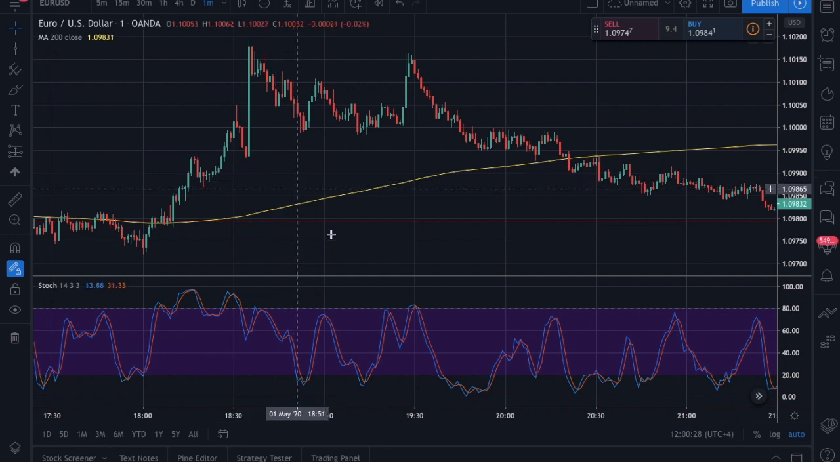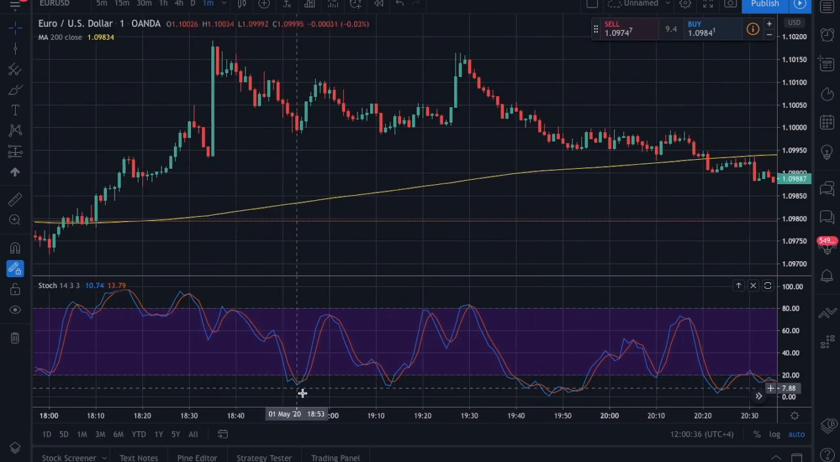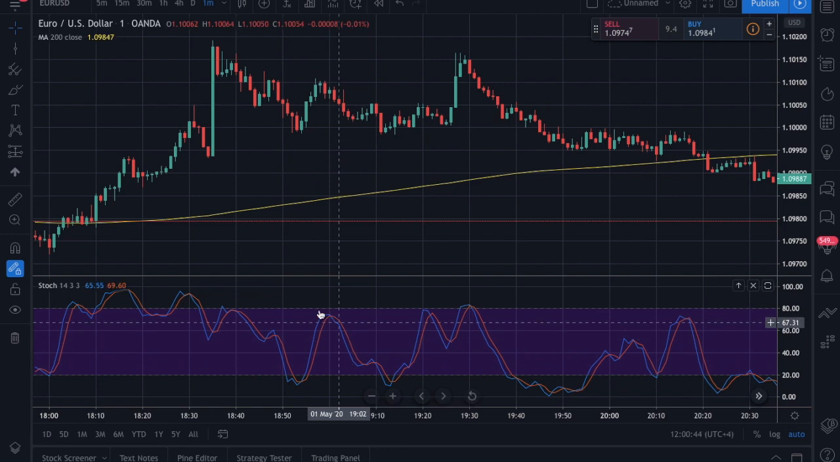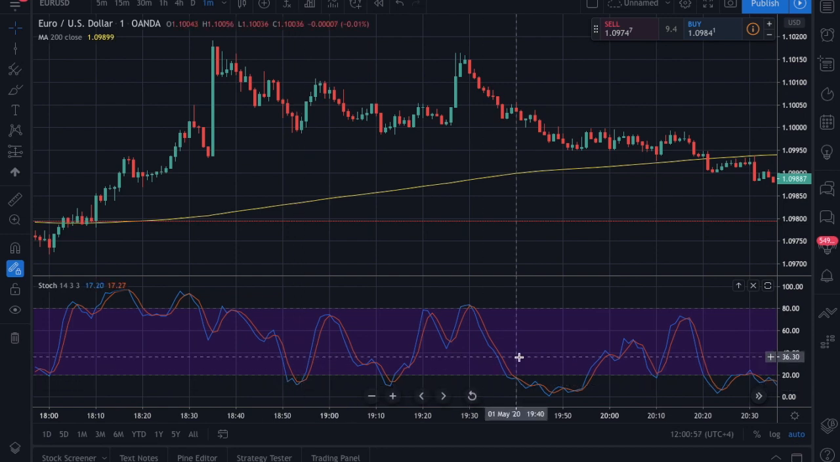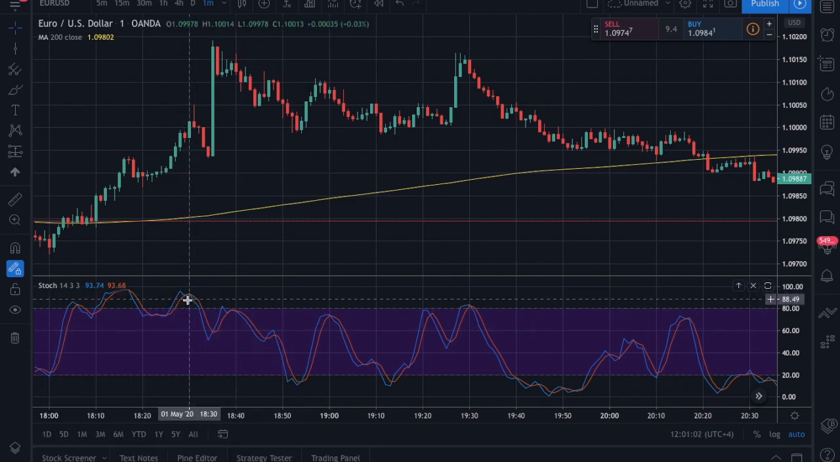Our first confirmation is when the stochastic tells us something. Let me zoom in for you guys. You see there are two lines here, blue and red. When they are outside this purple square, that means if they're down, look guys, here is 20. If it's lower than 20, that means this is oversold. And if it's above 80, like here, that means it's overbought.